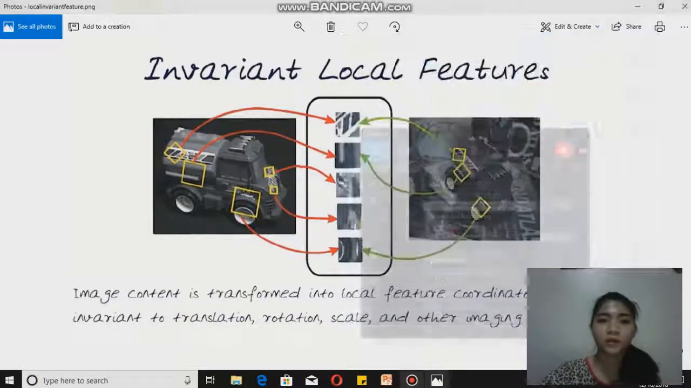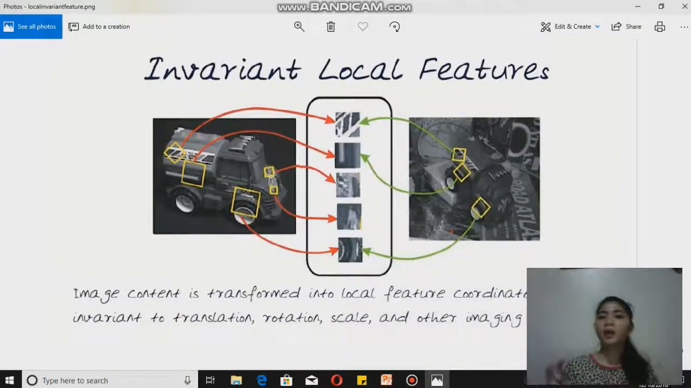Another example is this one. Two images that both have the same object, but they have different angles. Since there are two images, it detects their features and then they match.